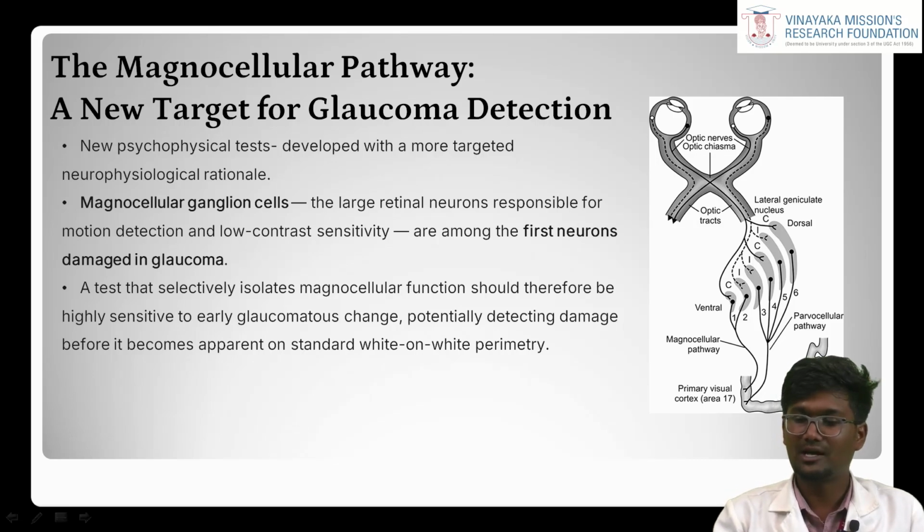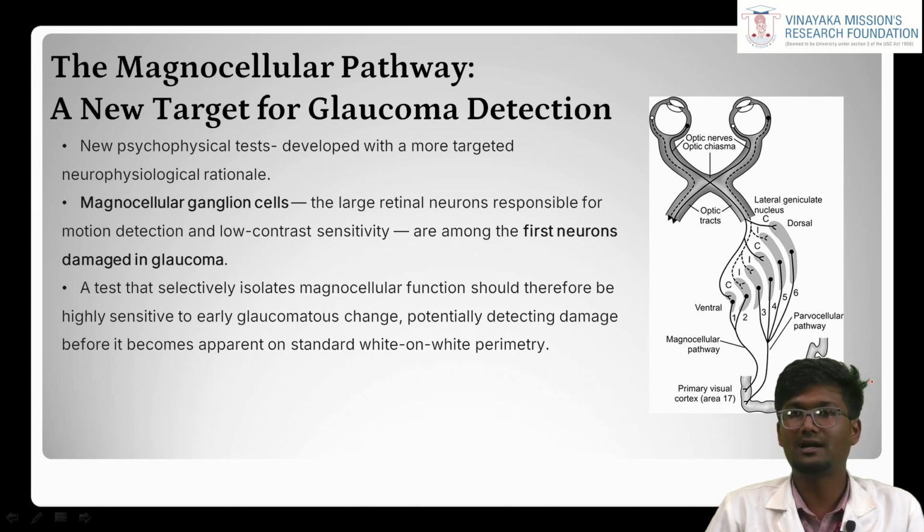The magnocellular pathway, as we discussed, along with the on and off cellular pathways, plays a greater role in visual field defects. The magnocellular pathway plays a key role in early glaucomatous detection. It is a new psychophysical test developed with a more targeted neurophysiological rationale. Magnocellular ganglion cells are the larger retinal neurons responsible for motion detection and low contrast sensitivity. There are M cells, P cells and K cells, which are the magnocellular, parvocellular and koniocellular pathways.